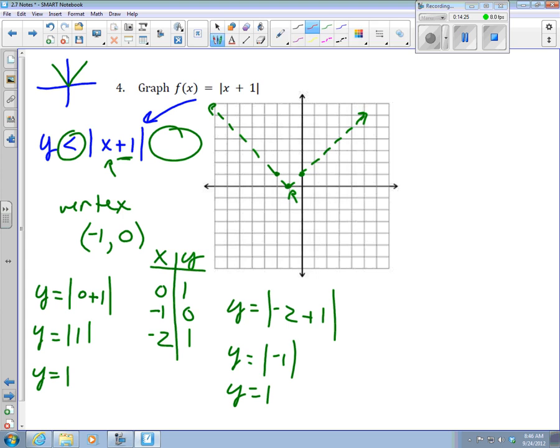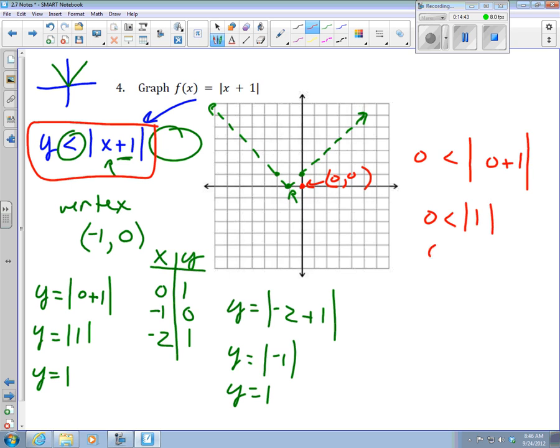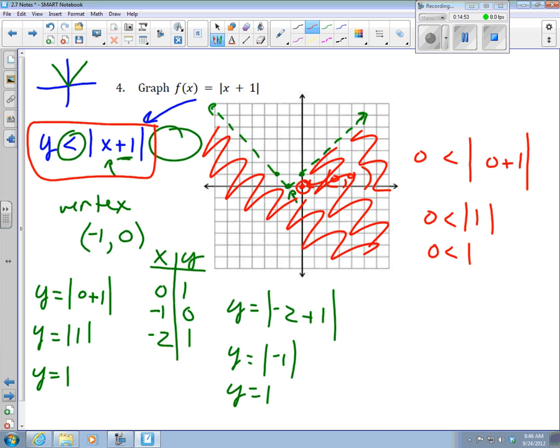Well, I'm going to use 0, 0 as my checkpoint. Plug it into the original inequality here. 0 for y is less than the absolute value of 0 plus 1. That's basically the absolute value of 1. Is 0 less than 1? That is true. So this point is a solution. So I'm going to shade everything outside or below it.